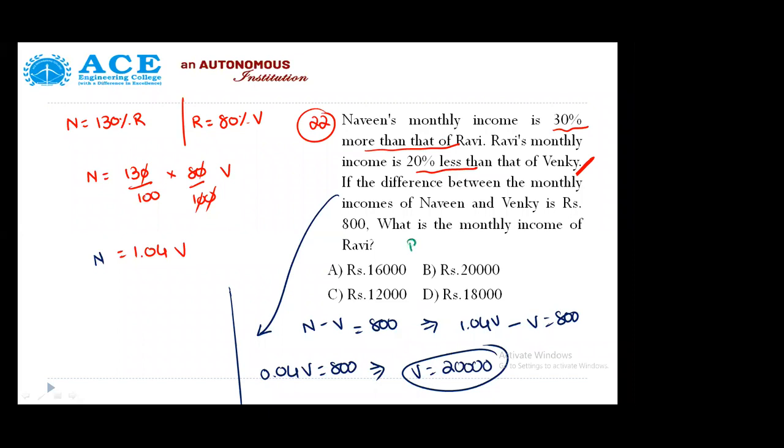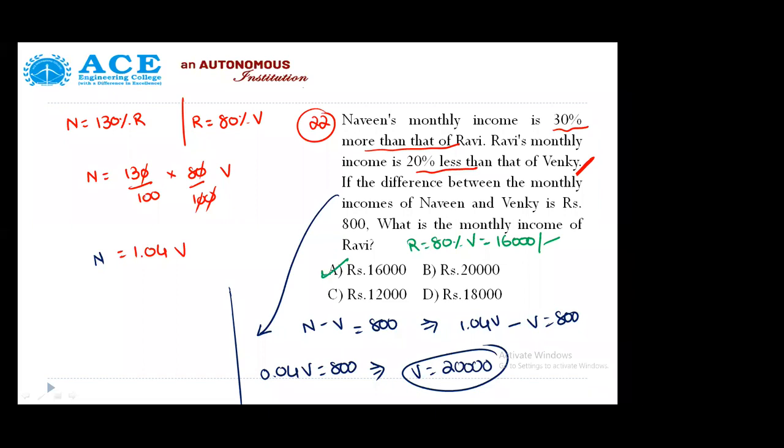But Ravi is 80% of Venki. Venki is 20,000, and 80% means we get 16,000. So we can go with option A. 16,000 is the correct answer, my dear friends. Excellent. That's what, guys.